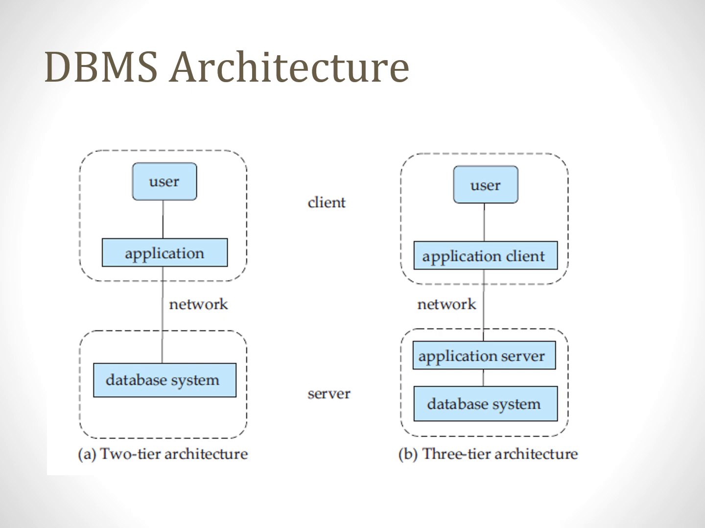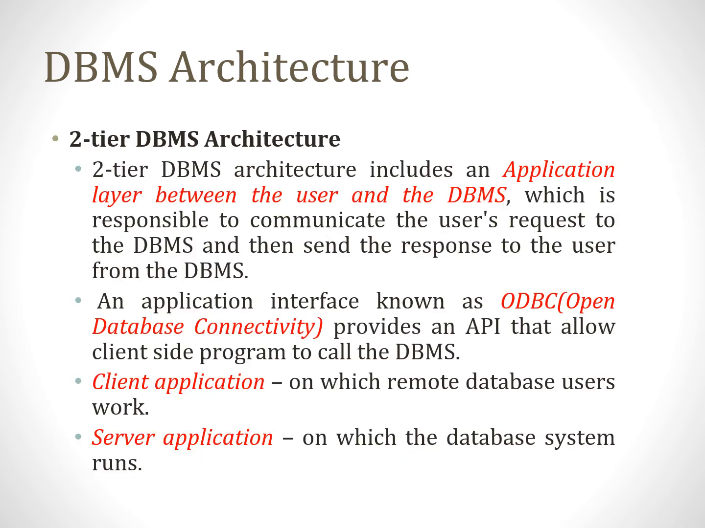DBMS architecture. There are 2 different types: 2-tier architecture and 3-tier architecture. In 2-tier architecture, the DBMS architecture includes an application layer between the user and the DBMS, which is responsible for communicating the user's request to the DBMS and then sending the response from the DBMS to the user. An application interface known as ODBC provides an API that allows client-side programs to call the DBMS.